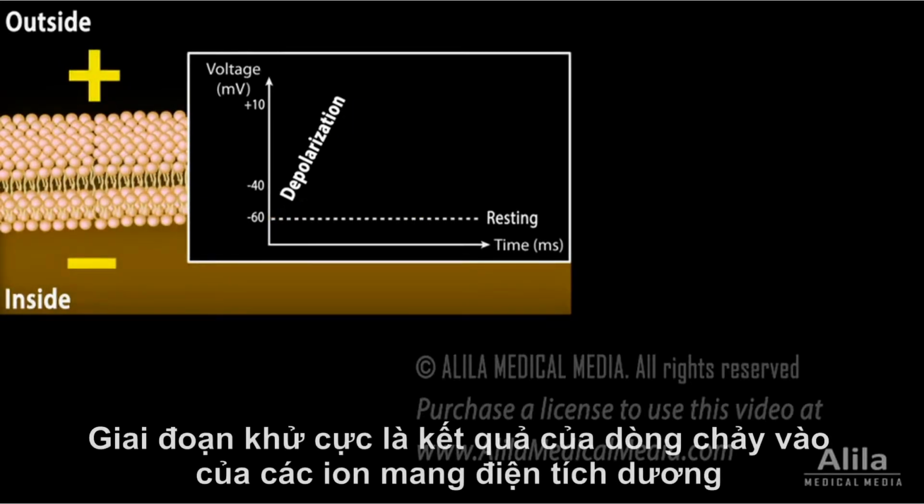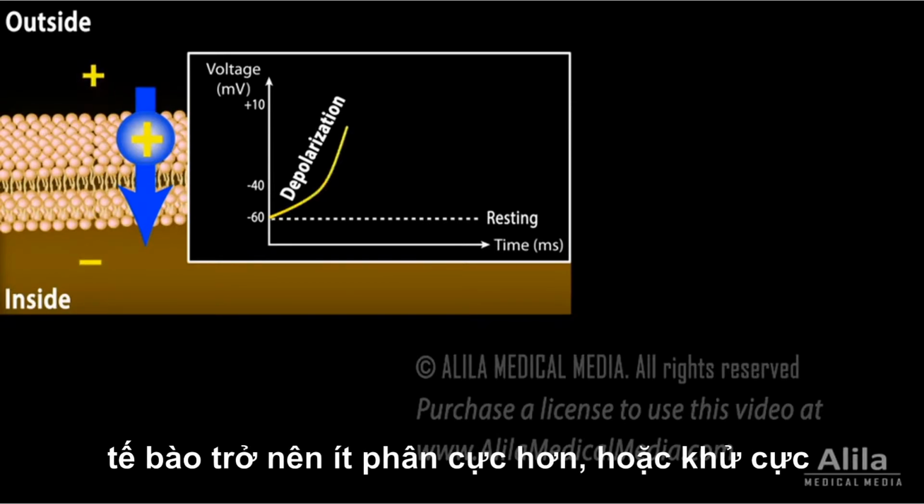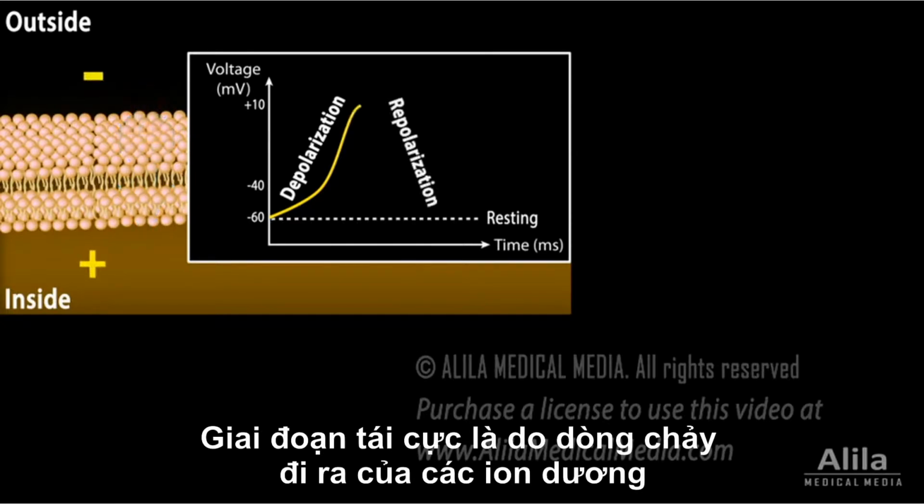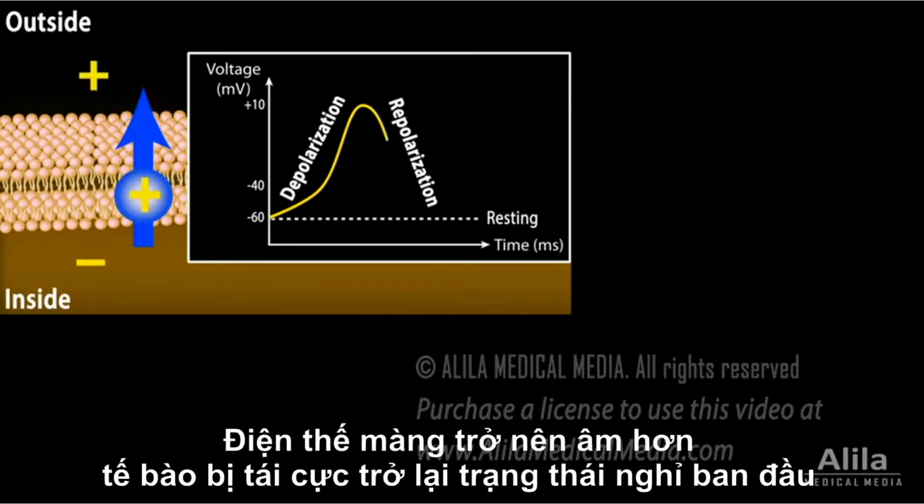The depolarization phase is the result of net influx of positively charged ions. Membrane voltage increases and becomes less negative. The cell becomes less polarized, or depolarized. The repolarization phase is due to net efflux of positive ions. Membrane potential becomes more negative. The cell is repolarized back to its original resting state.